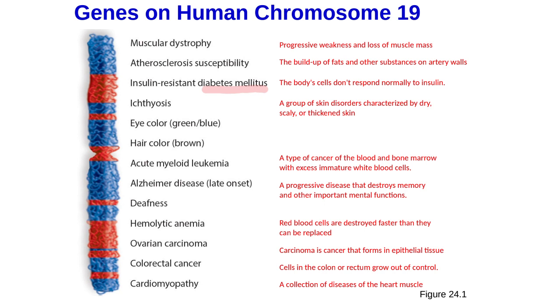Next up on the same chromosome 19, we have eye color, whether you have, for example, green or blue eyes. Next is hair color, for example, brown hair color. The gene for that is there.